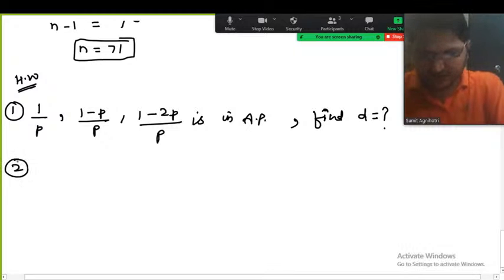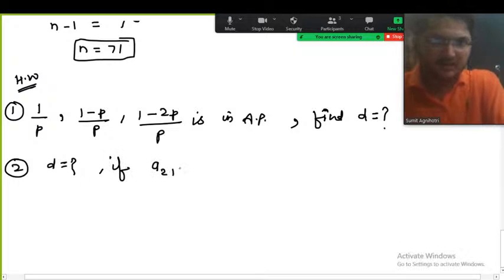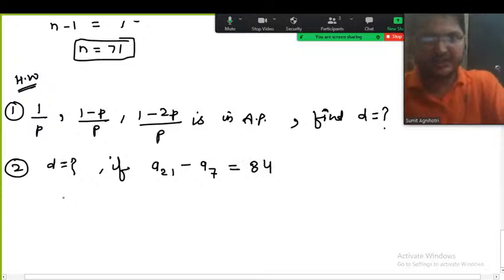Okay, the second question is, we again want the common difference, and we are given a rule: the difference between the 21st term and the 7th term is 84, and here we want the common difference. One more question is here.